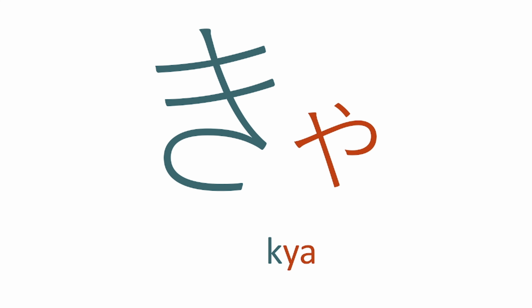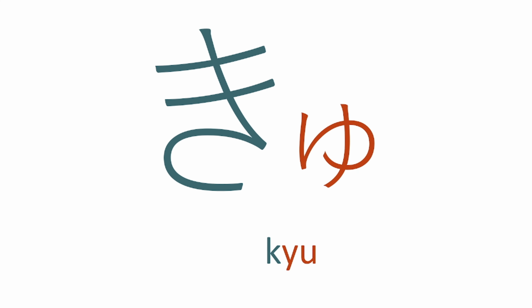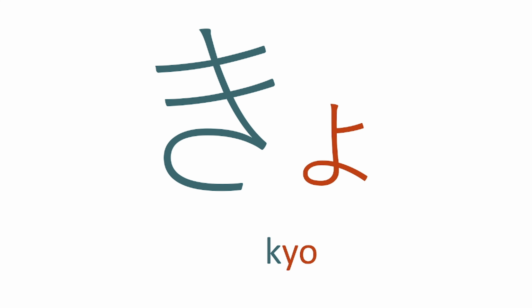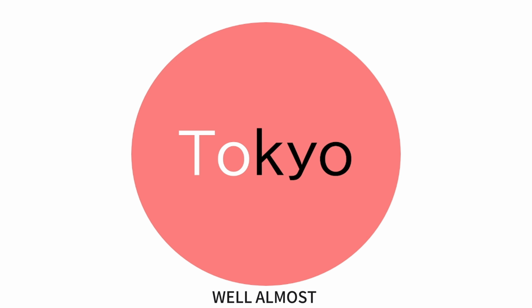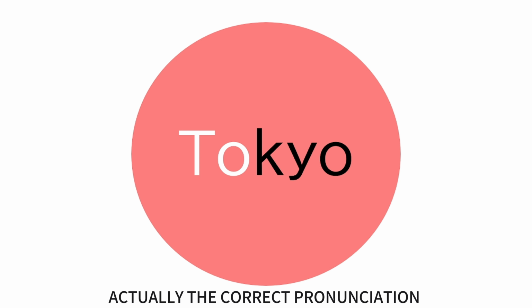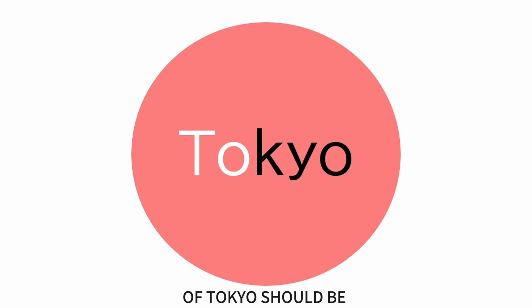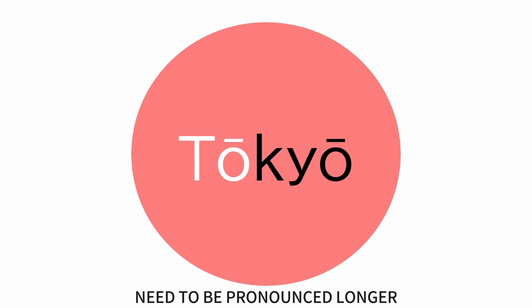Ki, yu, kyu, ki, yo, kyo. Does it sound familiar? Yes, it's the word Tokyo. You have kyo. Well, almost. Actually, the correct pronunciation of Tokyo should be Tookyoo. Both sounds need to be pronounced longer.